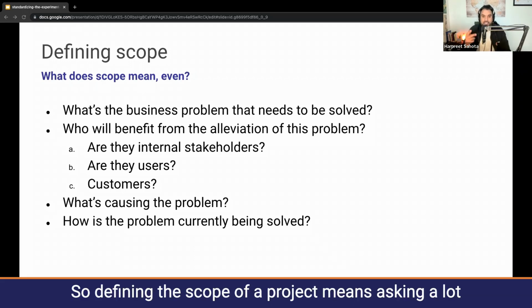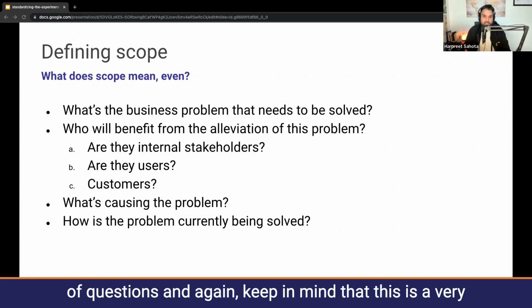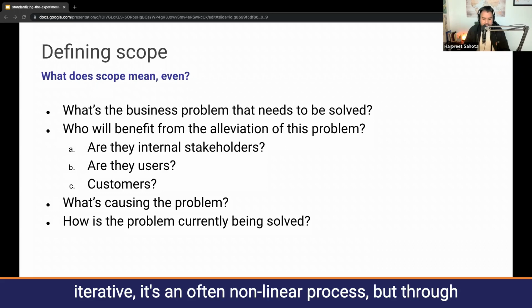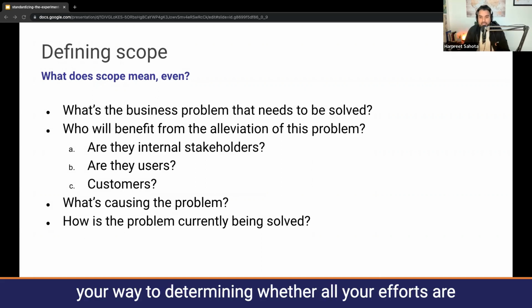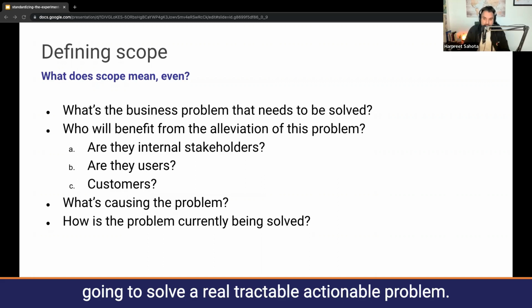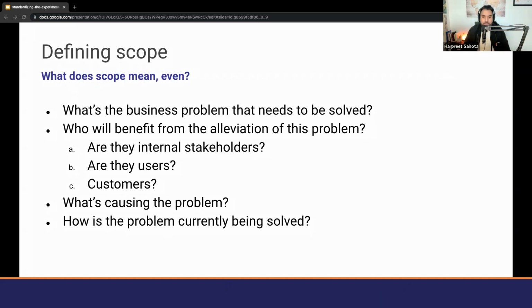So defining the scope of a project means asking a lot of questions. And again, keep in mind that this is a very iterative, often non-linear process. But through this process of scoping, you're going to be well on your way to determining whether all your efforts are going to solve a real, tractable, actionable problem.